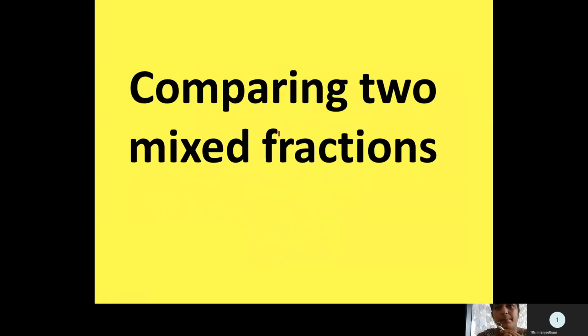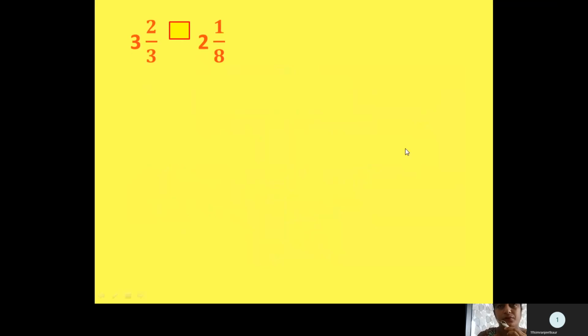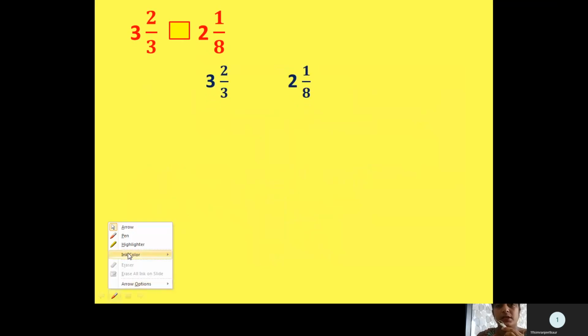Now let us learn how to compare two mixed fractions. So let us have the two fractions 3 and 2 by 3, and 2 and 1 by 8. The way is the same. First we have to write these fractions. After that we will convert these two mixed fractions into improper fractions. First we will multiply this 3 by 3. Whatever comes, we will add 2 to it.